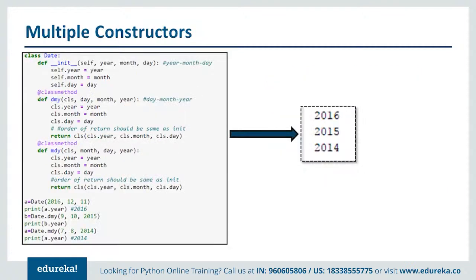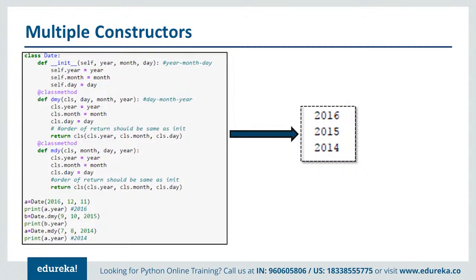Now we can have multiple constructors also. Not only one, we can have multiples over here. In this example, you can see that we have a class called date, and there we have a default constructor in which we are setting up the values year, month and day. Whenever we want to create an object, at that moment we can provide some variables.